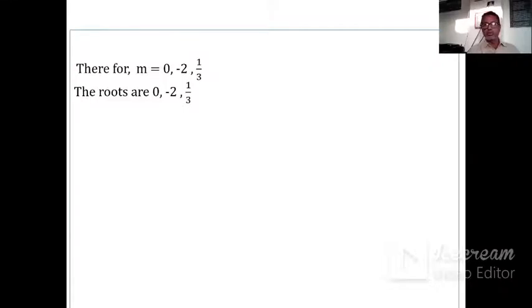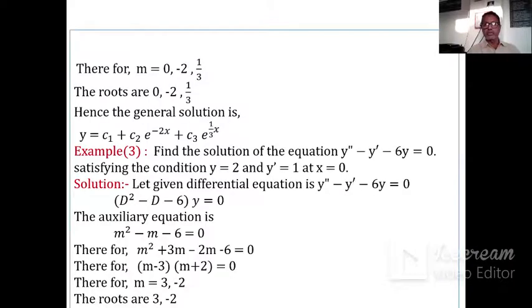Means all these roots are real and distinct. Therefore, the general solution of the given homogeneous linear differential equation with constant coefficients is y is equal to c1 plus c2 e to the power minus 2x plus c3 e to the power 1 upon 3x. This is the general solution of the given homogeneous differential equation.